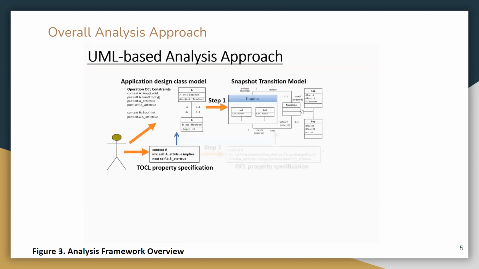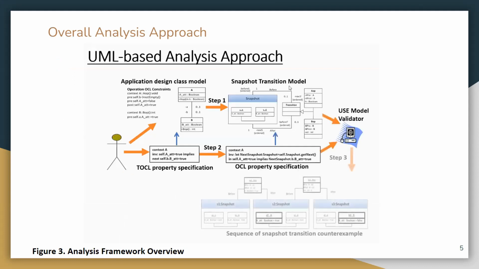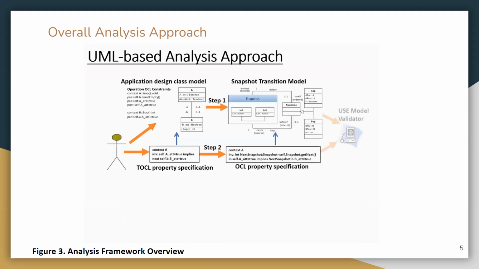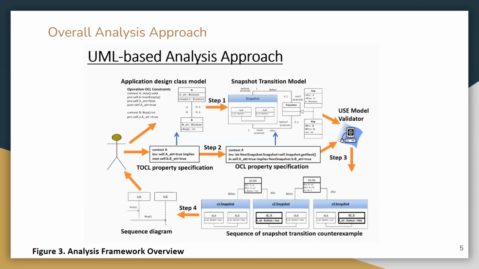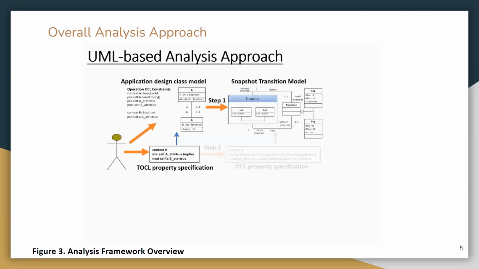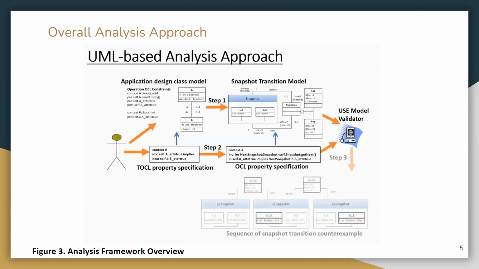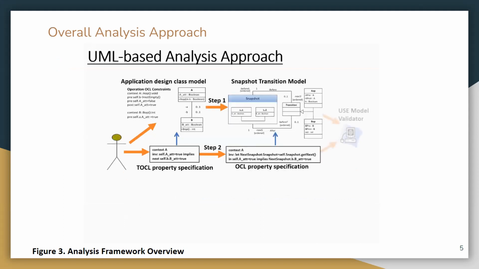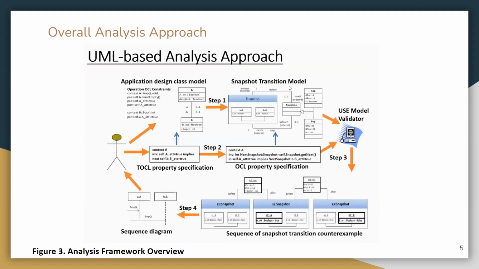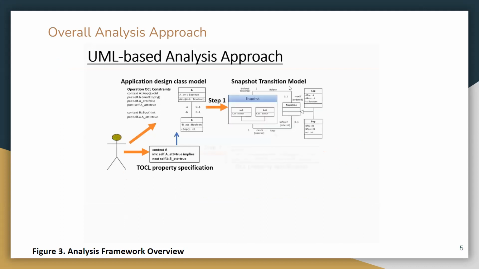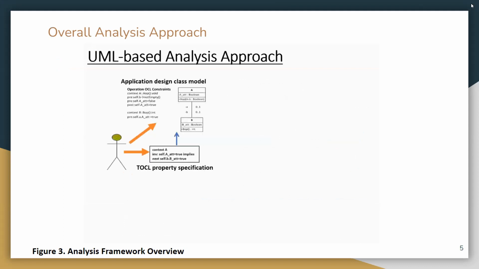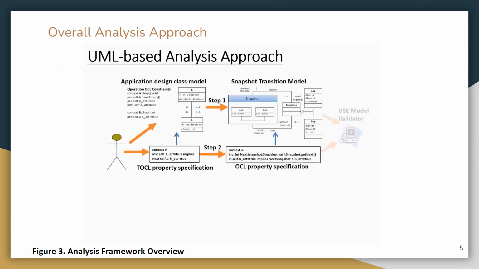So now I'll go a little more into detail on how this tool actually works. It starts with a software designer who inputs an application design class model, which is a model that has classes which have their own attributes and operations and are associated in a certain way. In the first step, we take that class model and we transform it into a snapshot transition model, or STM, which allows us to represent it as a sequence of states and transitions.